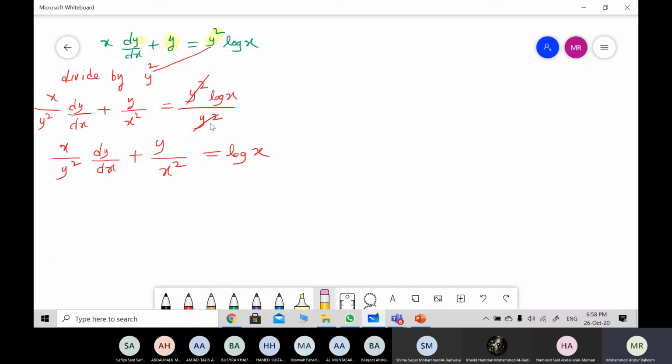y square. How much now? y square will be cancelled. How much now? This will be 1 over y. 1 over y, like this. After this, we get something like f dash y dy by dx plus f of y into some p equals q, like this. What is that? Check.